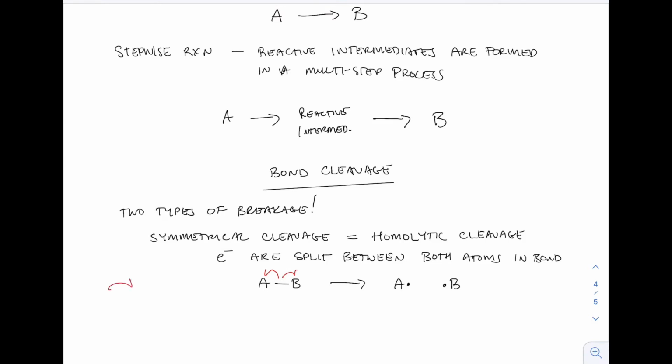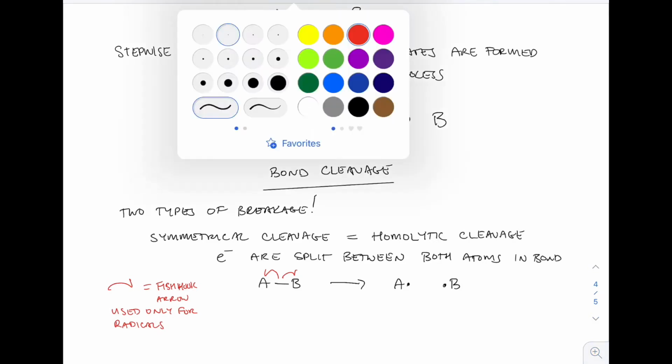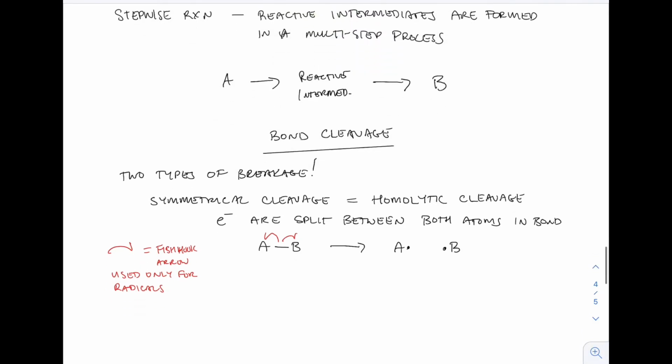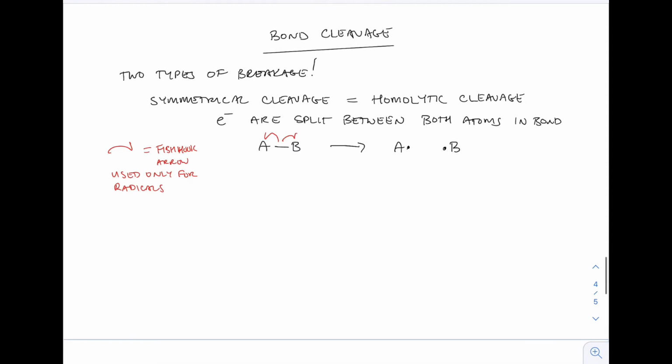This is how the mechanism would be drawn, at least. That half arrow is called a fishhook arrow because it looks like a fishhook. Fishhook arrows are only used when we are moving around a single electron, so they're used only for radicals. And since we have two electrons moving around, we have to have two of those fishhook arrows to show that they are going to A and B.